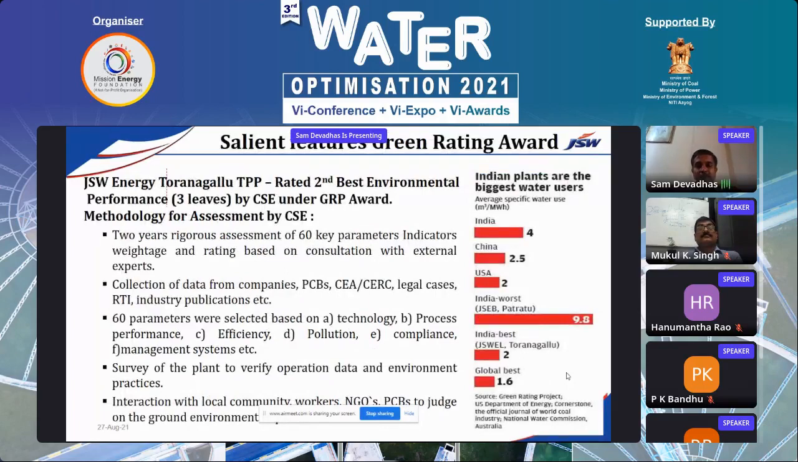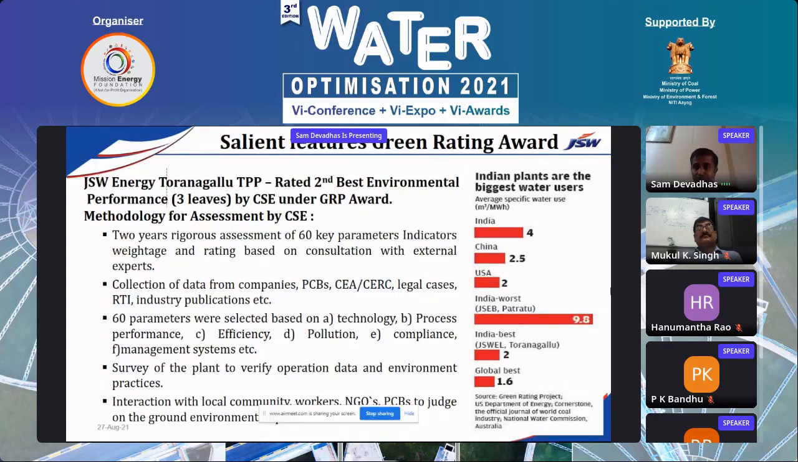So this is a third party assessment. It has been done by the Centre for Science and Environment. And we received the award for better water optimization.